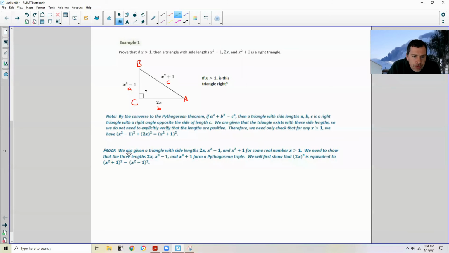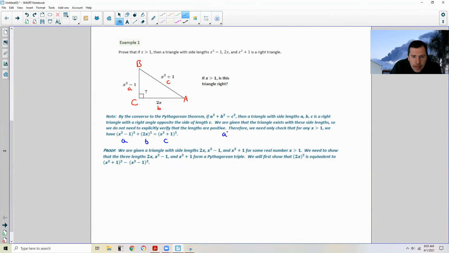Okay, so proof. We are given a triangle with these 3 side lengths for some real number x greater than 1. We need to show that the 3 lengths, 2x, x squared minus 1, and x squared plus 1, form a Pythagorean triple. So we first need to show that 2x squared is equal to this. Well, what are they saying here? Remember, x squared minus 1 is a. 2x is b. And x squared plus 1 is c.